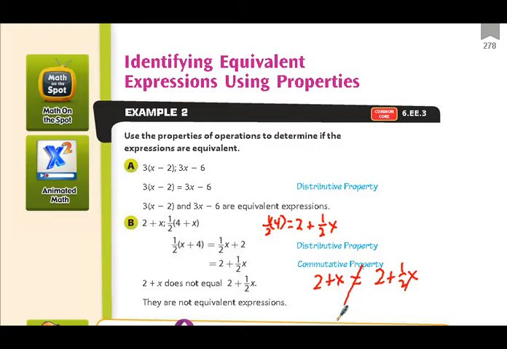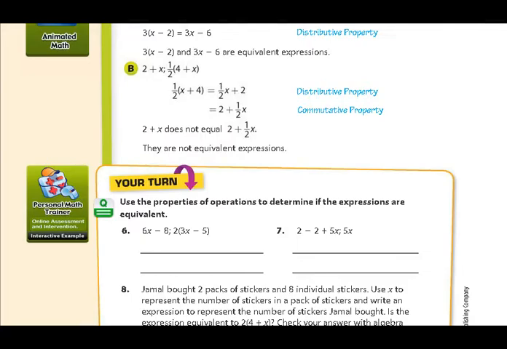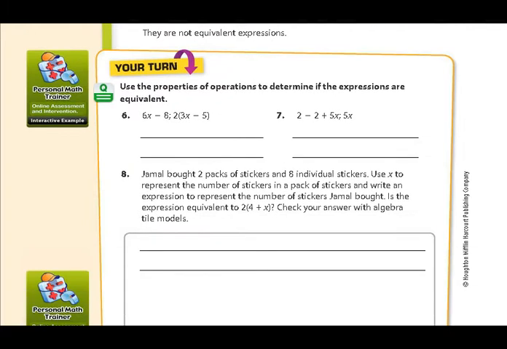No. Not equivalent. Okay, so what I want you guys and girls to do is do this next section and solve those. Your turn. Use the properties of operations to determine if the expressions are equivalent. So you've got 6x minus 8, and you need to know if that's equivalent to 2 times 3x minus 5. And then also figure out if 2 minus 2 plus 5x is equivalent to just 5x.